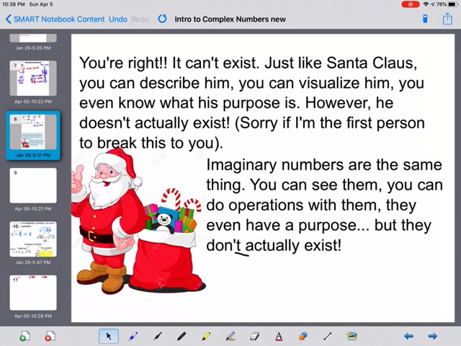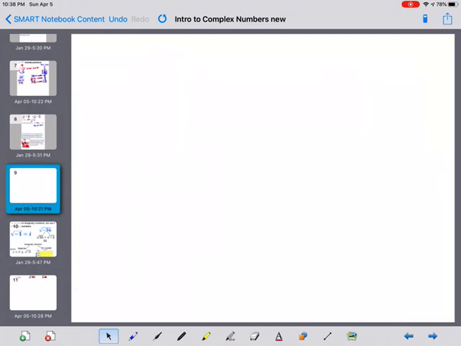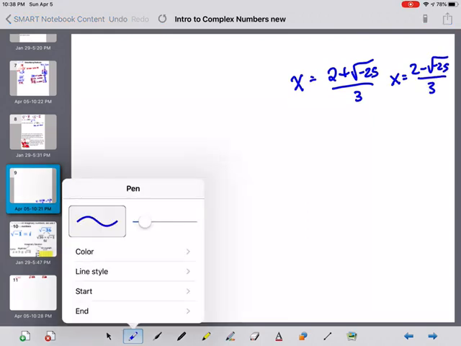What is this? Why is this important? Well, if you notice sometimes when you did the quadratic formula or when you did completing the square, inside of the square root, you ended up with a negative number. Well, what does that mean? Let's say I did the quadratic formula and I ended up with x equals 2 plus square root negative 25 over 3 and x equals 2 minus square root negative 25 over 3. Remember, because you have to split it with the plus and the minus.